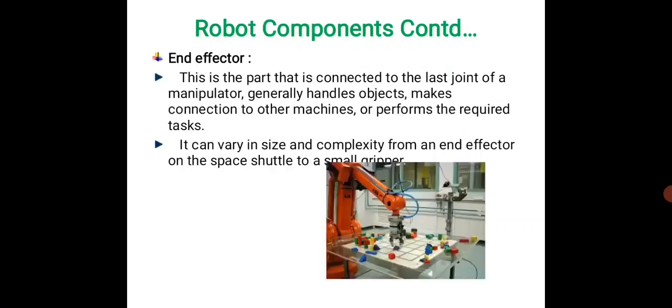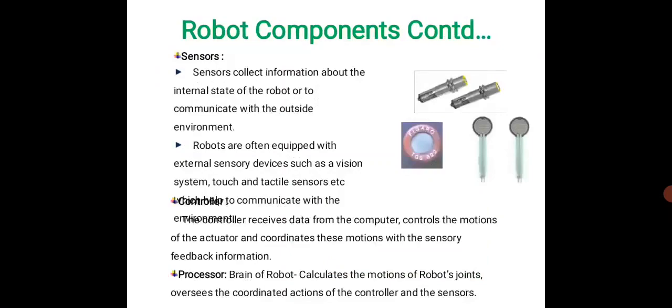So the end effector is a part which is connected to the last joint of a manipulator, and normally this will handle the objects. It will make connections to other machines, or it will perform the required task. It can vary in size and complexity, from an end effector on the space shuttle to a very small gripper. And these are the robot components, as I've told you already, which is sensors.